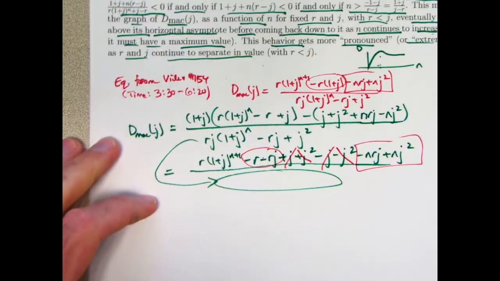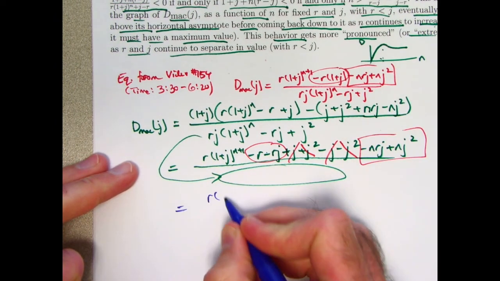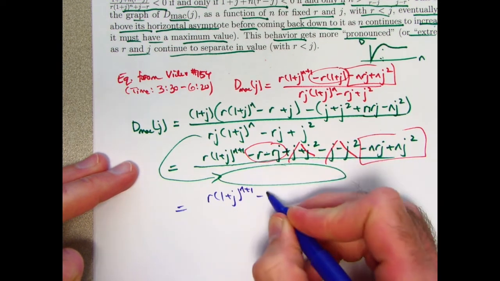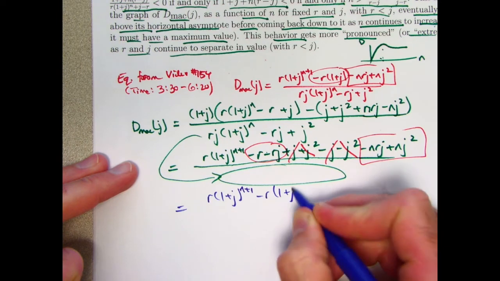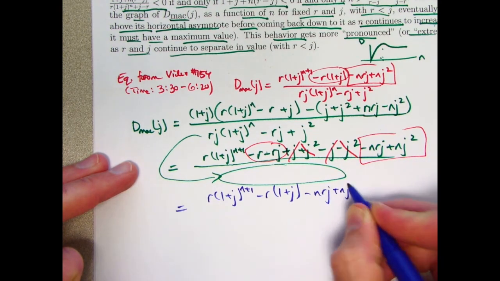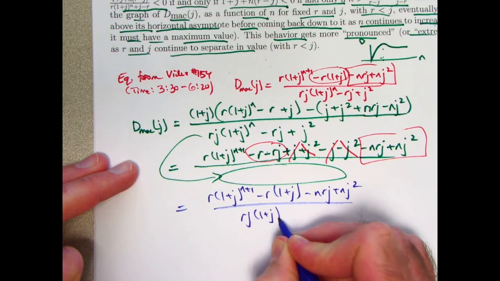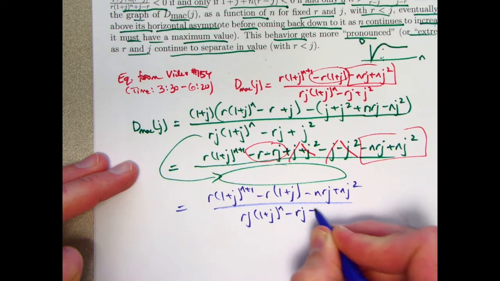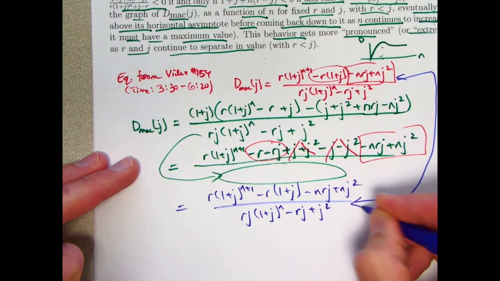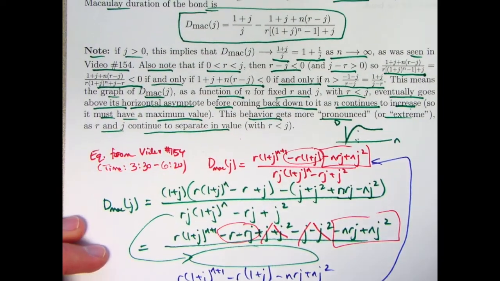Let's go ahead and write it out now. We have simplified it down to this. R times 1 plus j to the n plus 1. Again, minus, factor the r out here, r times 1 plus j. Then we have this minus nrj plus nj squared, and again the denominator is the same, rj 1 plus j to the n minus rj plus j squared, and we have a match. This matches this. So that's the algebra of the problem. That's actually doing the problem.